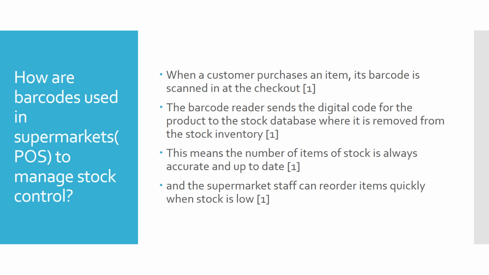How are barcodes used in supermarkets, meaning POS, to manage stock control? This is one of the questions I have taken from past papers. So the answer is: when a customer purchases an item, its barcode is scanned at the checkout. The barcode reader sends the digital code for the product to the stock database, where it is removed from the stock inventory. This means the number of items in stock is always accurate and up to date, and the supermarket staff can reorder items quickly when stock is low. So I hope it's pretty much clear.